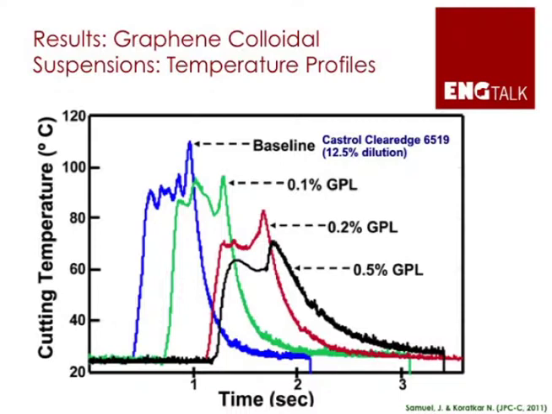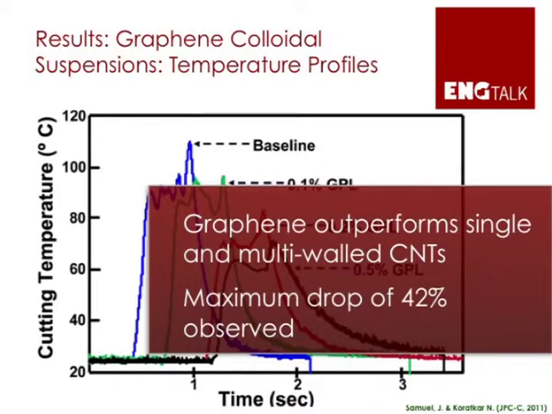And what you see is the plot of the cutting temperatures. The thing that you find is the addition of graphene into the cutting fluid drops the cutting temperatures that you encounter. In fact, it's a pretty significant drop. A maximum drop of around 42% was observed. The other thing about these experiments that we found is that graphene outperforms both single-wall as well as multi-wall carbon nanotubes. So in that sense, it is a superior additive in terms of reduction in cutting temperatures.